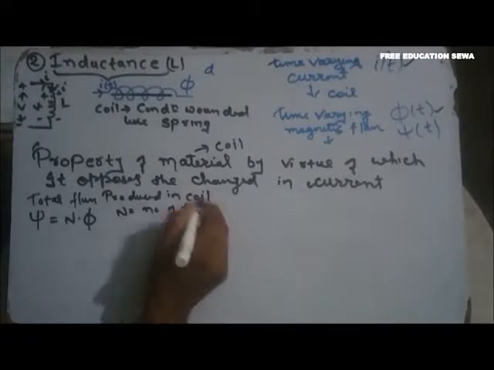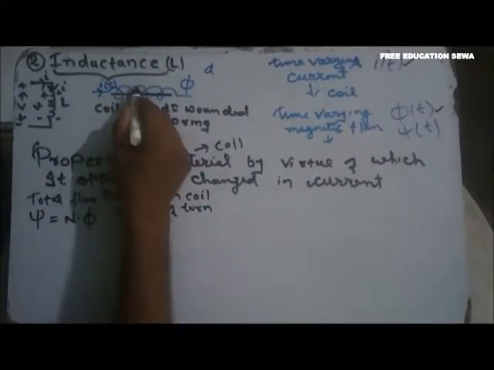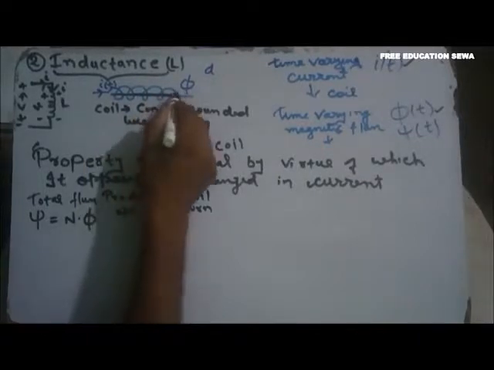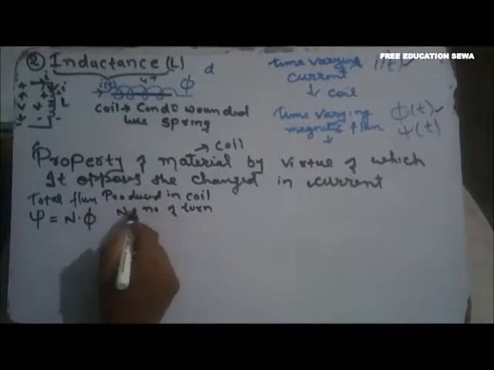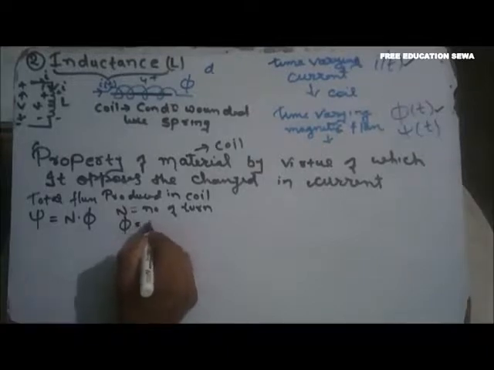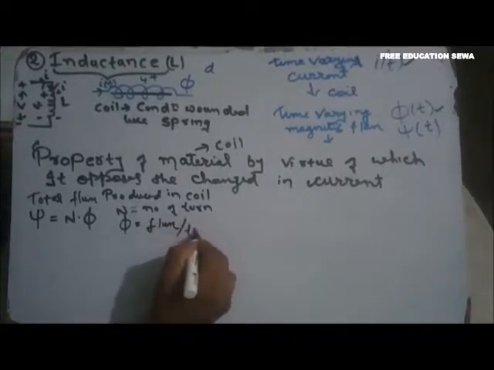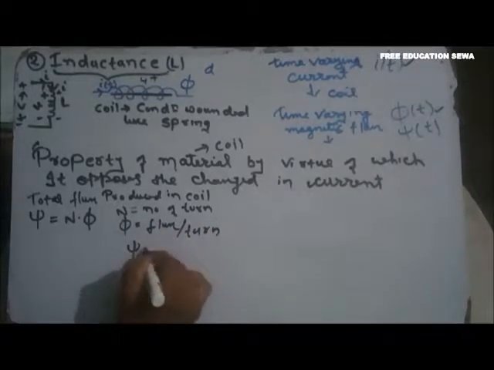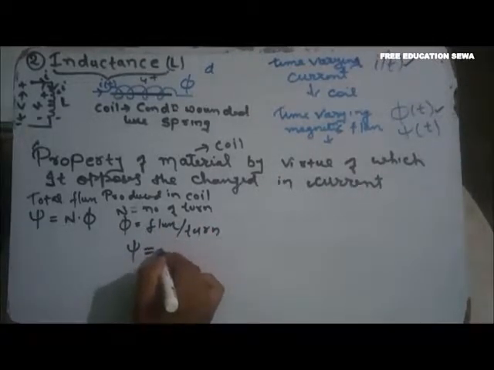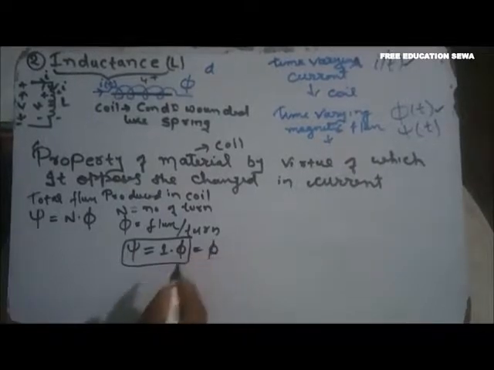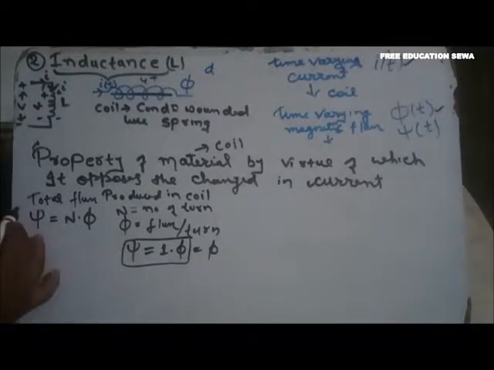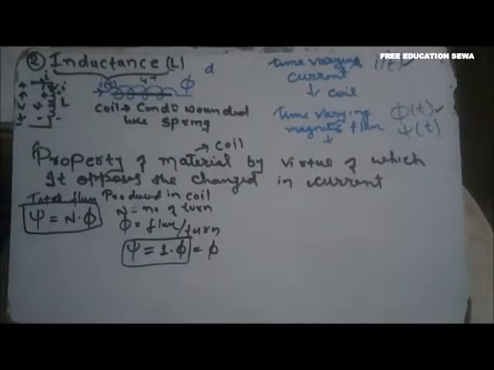Turns of what? Turns of the coil. How many turns? Like 1 turn, 2 turns, 3 turns, 4 turns, 5 turns. Here there are 4 turns. Where N is nothing but the number of turns and phi is the flux per turn. That means for one turn the total flux is 1 into phi. So the total flux produced in a coil is given by zeta equals N into phi, where N is the number of turns of the coil and phi is the flux per turn.